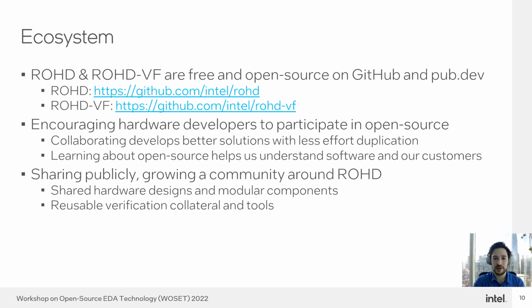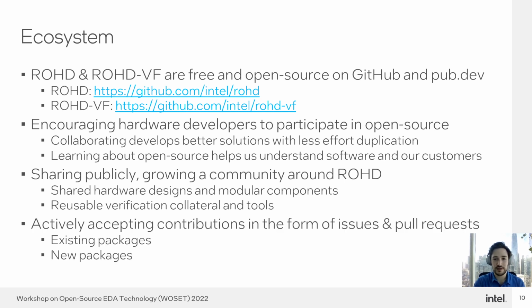Today, ROHD is being shared internally and publicly, and we are growing a community around ROHD. Apart from direct usage of ROHD, people can contribute new packages, either open source or internal. These packages can be entire IPs, hardware components, automation, abstractions, verification collateral, or anything else. People can contribute to the ecosystem by filing issues, bugs, feature requests, pull requests, etc. for existing packages, or embark on new package development.